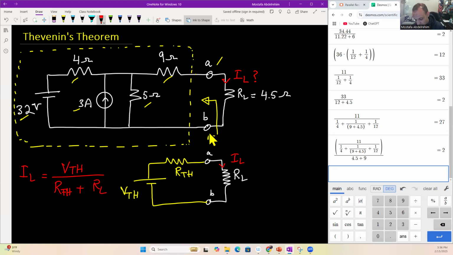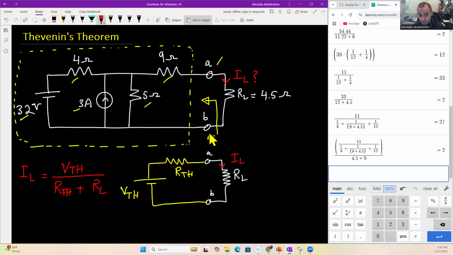Very easy. But of course, we don't know R Thevenin and we don't know V Thevenin. So basically, the whole idea is to find R Thevenin and V Thevenin. Once you find them, you can solve whatever you want. So we want to find the equivalent resistance and voltage source of our circuit between the terminals of the load. We're gonna divide the solution into two parts. The first part is to find R Thevenin. The second part is to find V Thevenin.